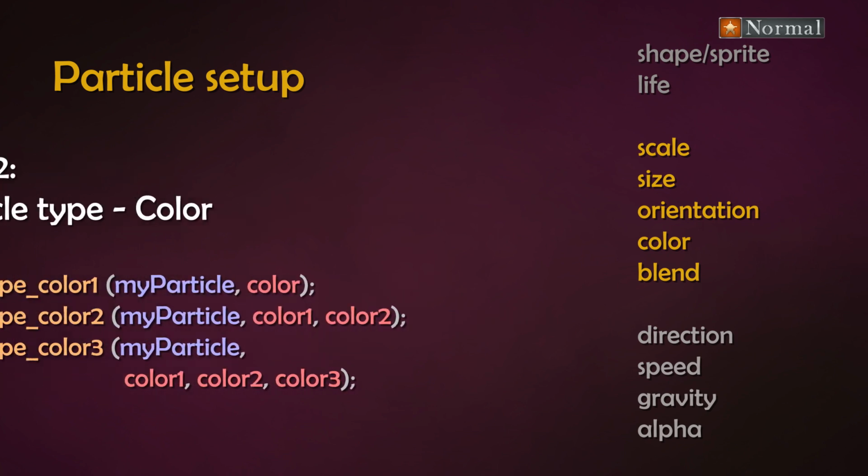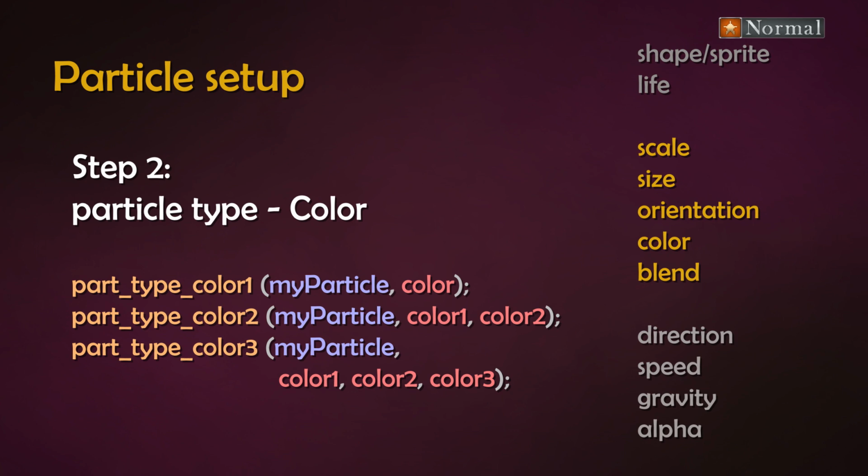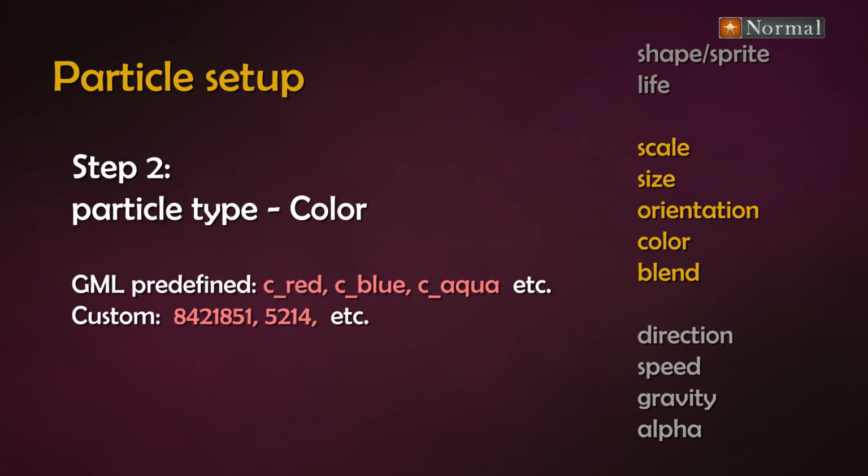Color. You have three options available. Use one color, or do a color gradient in the lifespan between 2 and 3 values. Very useful to create a fire effect that starts with a red color, fading into a yellow one, and finally fading into a gray color. The colors are in GML RAW format. Use predefined colors like c_red and so on, or use a color picker for custom ones. Link in the description below.